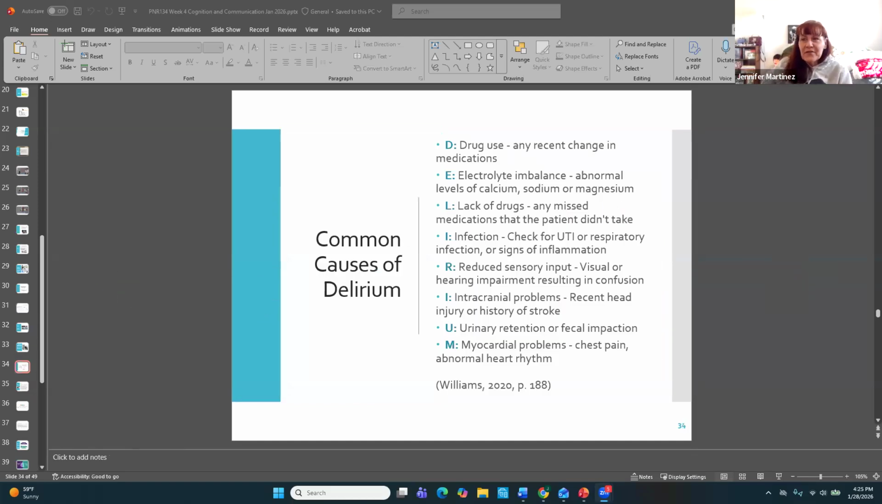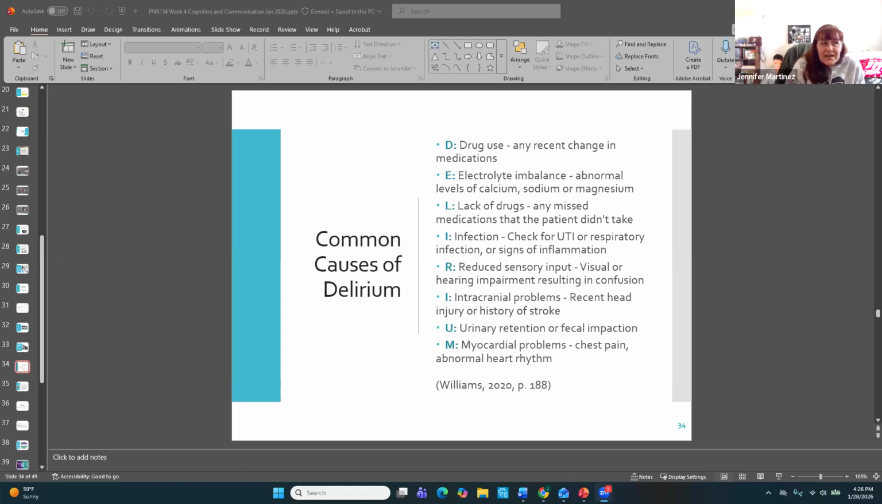Here we go, some other causes. Drug use: certain medications can cause delirium, so we want to look at whether they've had any recent changes in their medications. Electrolyte imbalances: sodium, magnesium, potassium, calcium. Lack of drugs, so maybe they had a missed medication that they didn't take. Infection: look for UTIs, respiratory infections, or any other signs of inflammation.